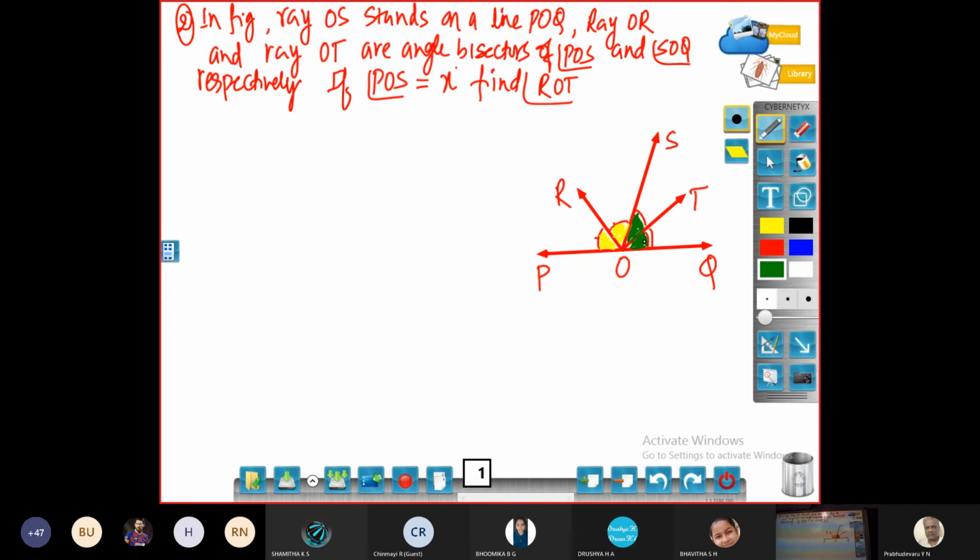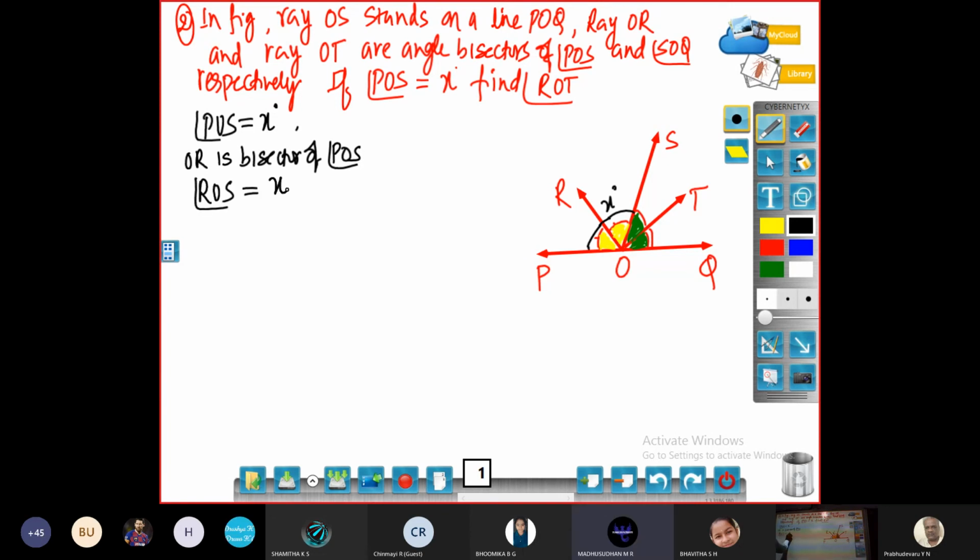And in the question, angle POS is given, it is x degrees. So here this total angle is equal to x degrees. Given that angle POS is equal to x degrees. Since OR is the bisector of angle POS, can you tell me what is the measurement of angle ROS? Sir, x by 2. ROS should be equal to x by 2.